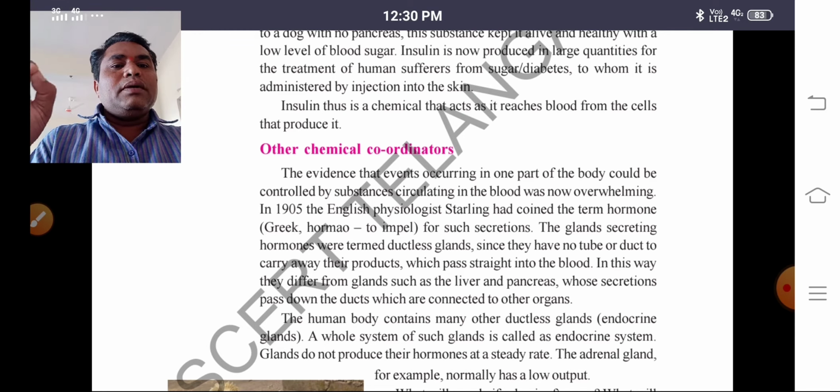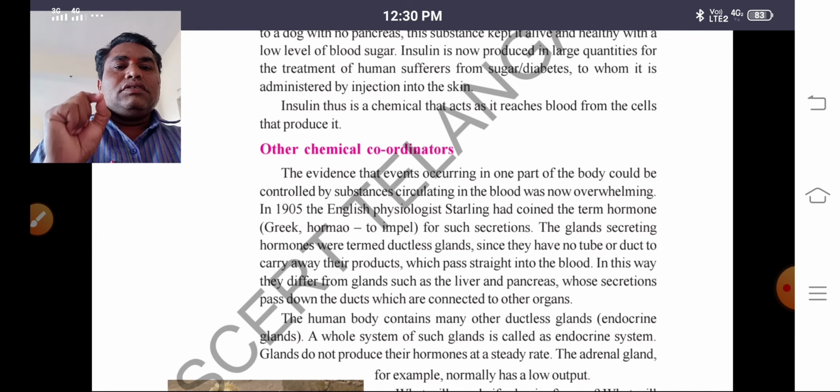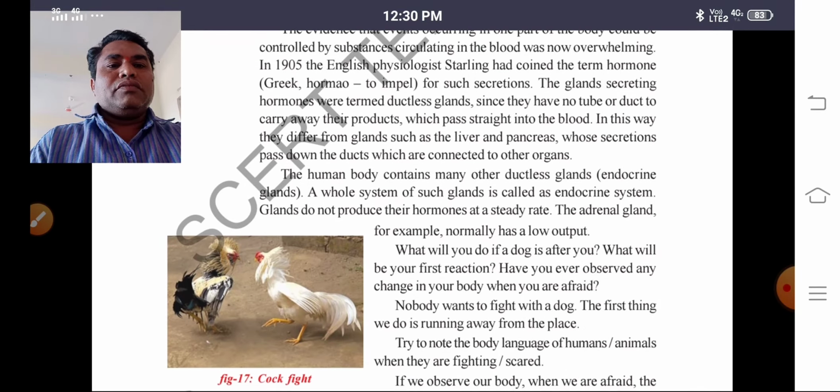Next, the human body contains many other ductless glands. Endocrine gland, a whole system of such glands is called endocrine system. So endo means inner, crine means pore. Glands do not produce their hormones at a steady rate. The adrenal gland, for example, normally has low output.